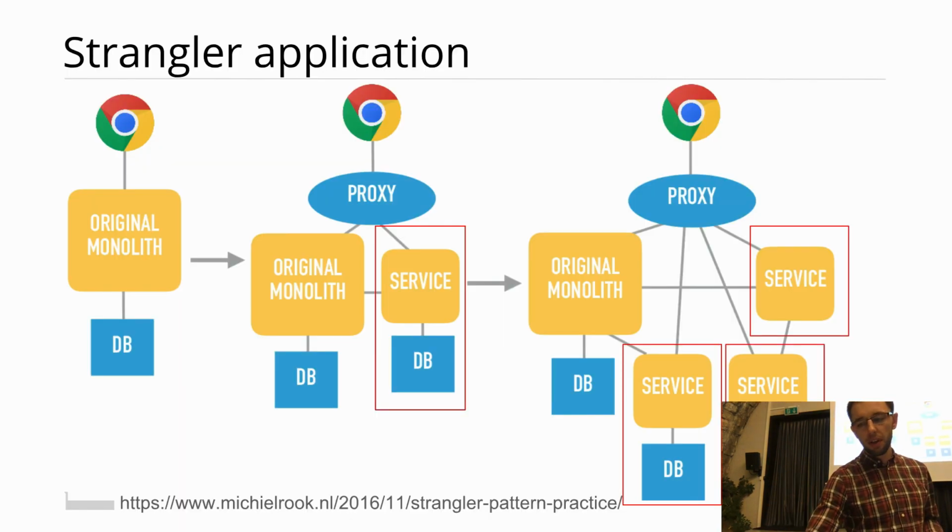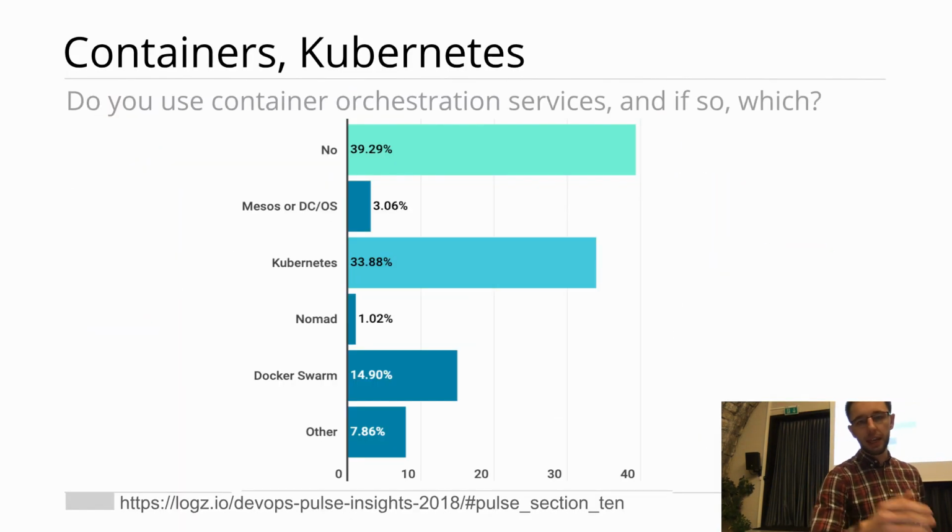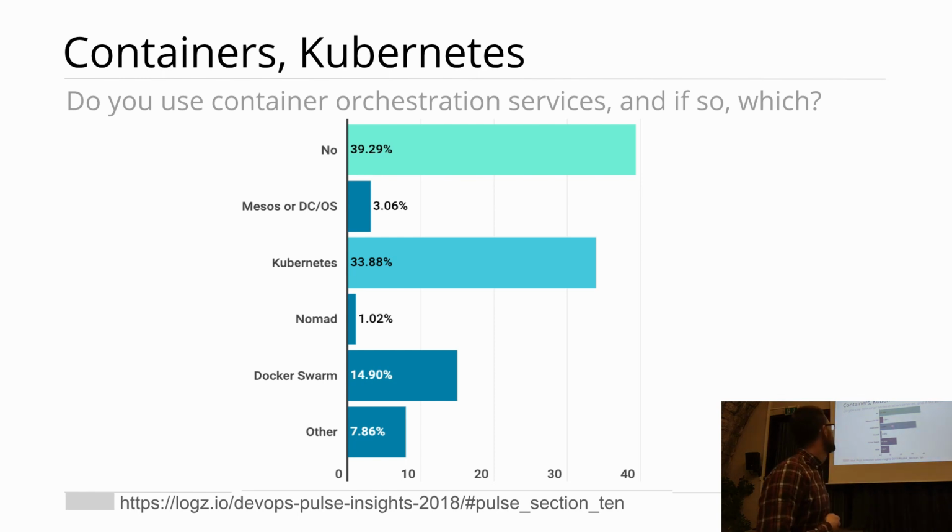So, for example, you would take Kubernetes or maybe Docker Swarm. This is actually a survey from this year, which orchestration service is mostly used. So there are still many not using it, most probably legacy, but apart from that, you have Kubernetes and Docker Swarm.